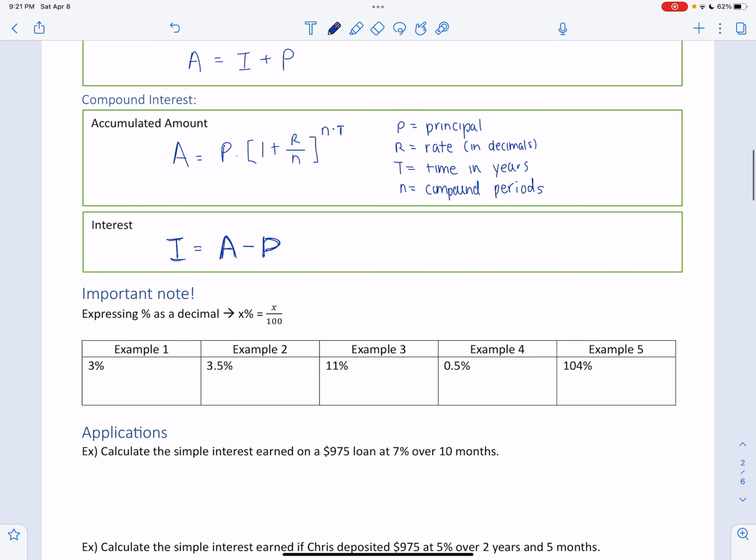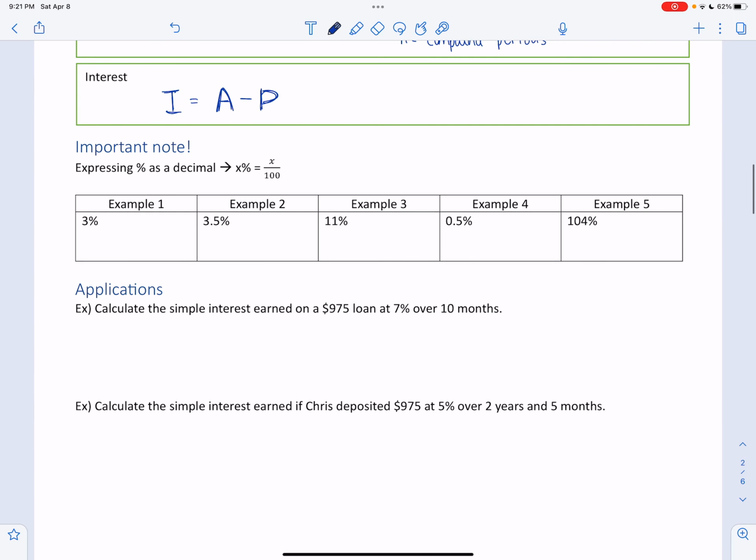All right, some important notes that we have to go through. Writing a percentage as a decimal. Whatever number is attached with a percent, I want you to divide that by 100. So for example, 3% is 3 out of 100, or 0.03. 3.5 divided by 100 is 0.035. 11% divided by 100 is 0.11. 0.5 over 100 is 0.005. 104 divided by 100 is 1.04. Okay, so make sure you remember to divide.